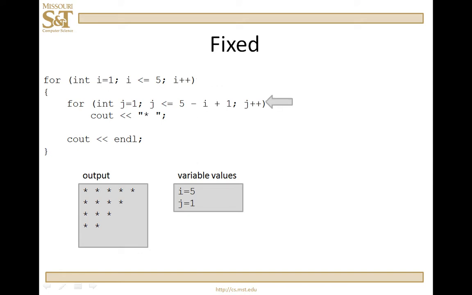Start over again. J is 1. Now our limit is 5 minus 5 plus 1, which is 1. Okay, so we output a star, increment j to 2, that's no longer less than or equal to 1, and we output end line, and what? Go back up here, I gets increased to 6. Is that less than our control? It is not. It's false, and so control passes out of that nested looping structure. And we have the output that we want.